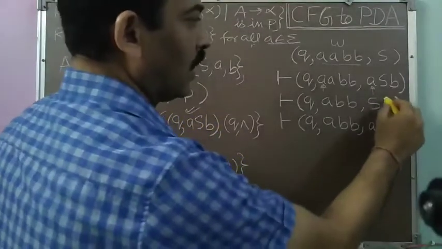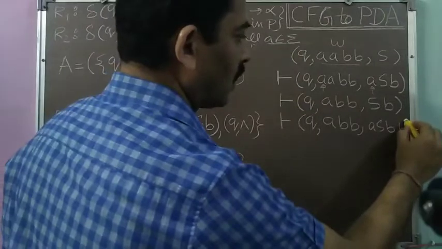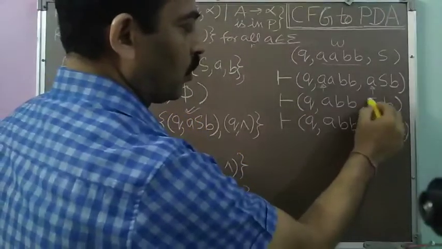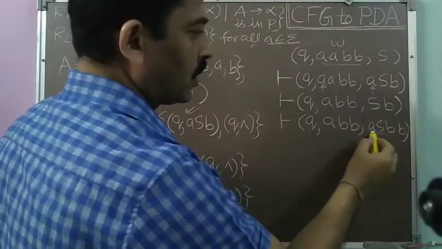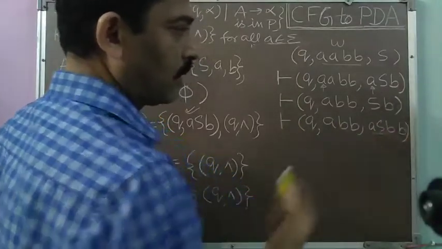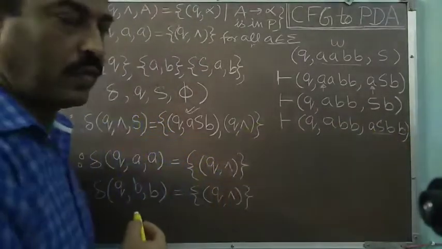ASB will come here, and this B will also be present here. So B will come here. I have removed this S and pushed ASB, and this B remained as it is. So now this is the status of the stack.